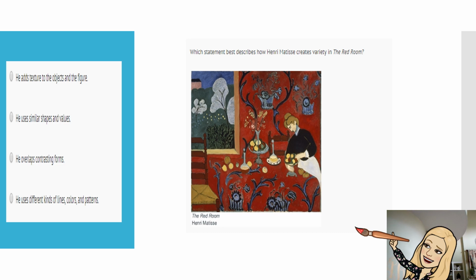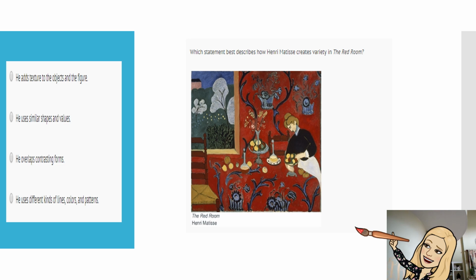Okay, which statement best describes how Henri Matisse creates variety in the Red Room? That's the name of this painting right in front of you. The answer choices are: he adds texture to the objects and the figure. He uses similar shapes and values. He overlaps contrasting forms. He uses different kinds of lines, colors, and patterns.